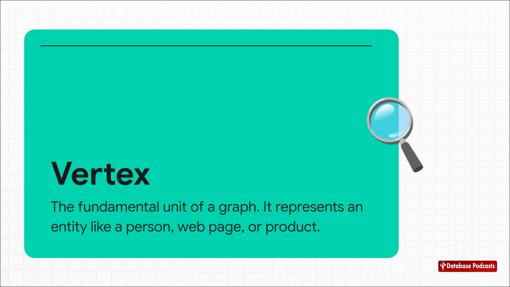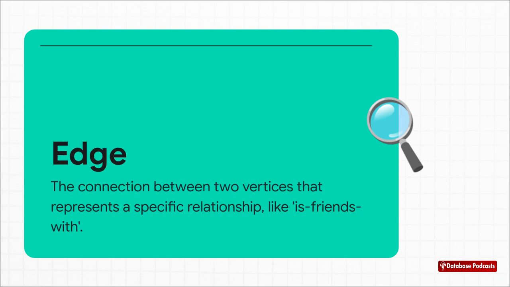The easiest way to think about this is as a node, or just a dot. This dot represents a single thing, an entity. It could be a person, a product, maybe a web page. And the second building block? That's the edge. This is the line that connects two of those dots, two vertices. But here's the crucial part. An edge isn't just a line. It is the relationship. It has a name and meaning, like is friends with, or links to, or purchased. The edge is what gives the connection its context.